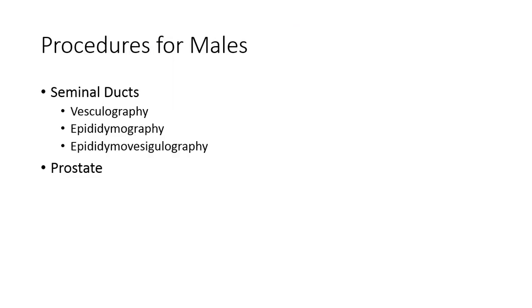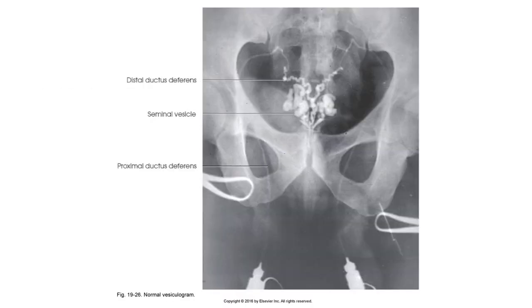Radiographic procedures for males include those performed on the seminal ducts and the prostate gland. For the seminal ducts, we typically see vesiculography, epididymography, and epididymovesiculography. Examination of the seminal ducts is performed in the investigation of genitourinary abnormalities such as cysts, abscesses, tumors, inflammation, and sterility. Water-soluble iodinated contrast media is introduced via injection into the ductus deferens, which requires a small incision into the scrotum.